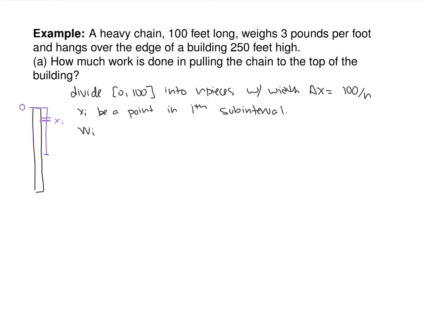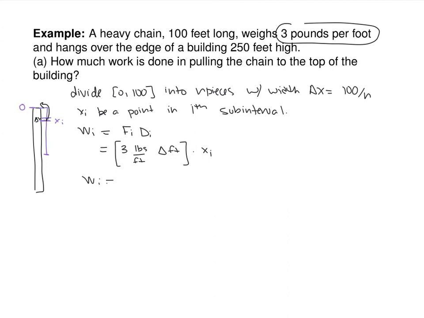So the work for moving this little chunk up to the top is going to be the force on that little chunk times the distance the little chunk moves. And that little chunk will be delta x long. So first of all, the little chunk weighs 3 pounds per foot. For me, it helps to keep track of units. Force is easily measured in pounds. So 3 pounds per foot times delta x feet tells me how many pounds my little chunk weighs. And the distance the little chunk moves is x sub i, which is going to range from moving none to 100. So the work on a little slice is 3 x sub i delta x.